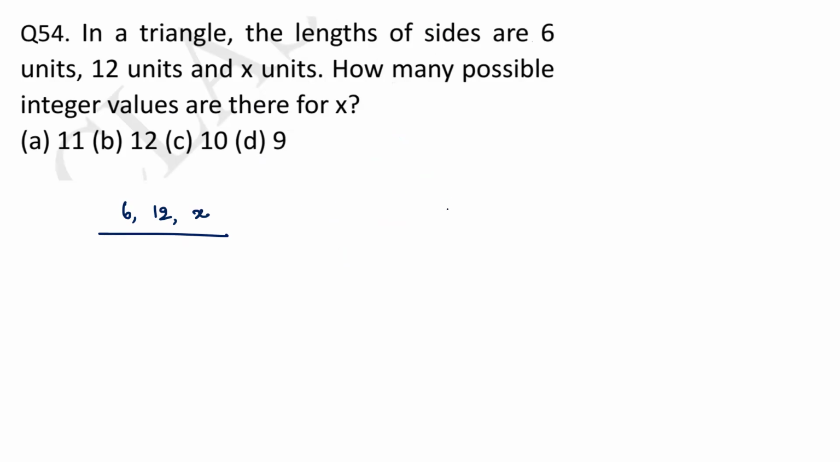If I take the third side as x, it should always be less than the sum, which is 6 plus 12, 18. It should always be greater than the difference. The difference between 6 and 12 is 6. So you can accept 7, 8, and so on up to 17. So how many numbers are there from 7 to 17, including both of them? You can find out there are 11 numbers.